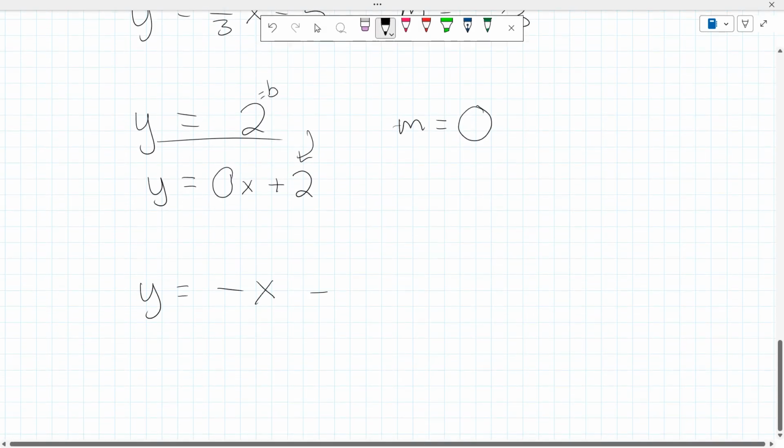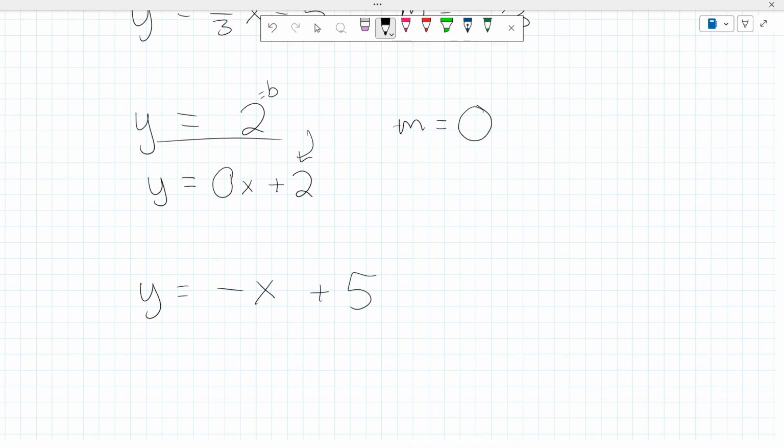Let's try this one. What's the slope of that one? Negative 1. Susie, pay attention.